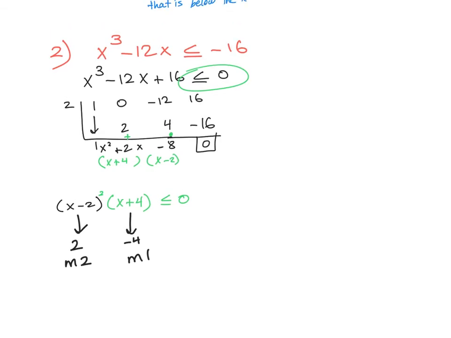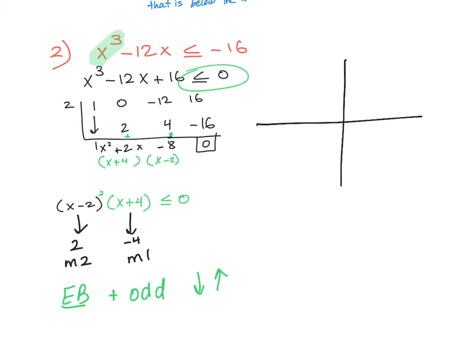This is a positive even function. So that means my end behavior, positive odd, so the end behavior is going to be down, up. So let's sketch this graph. Remember to label your x-intercepts. Remember, it's going to bounce over here. It's going to go down, up.